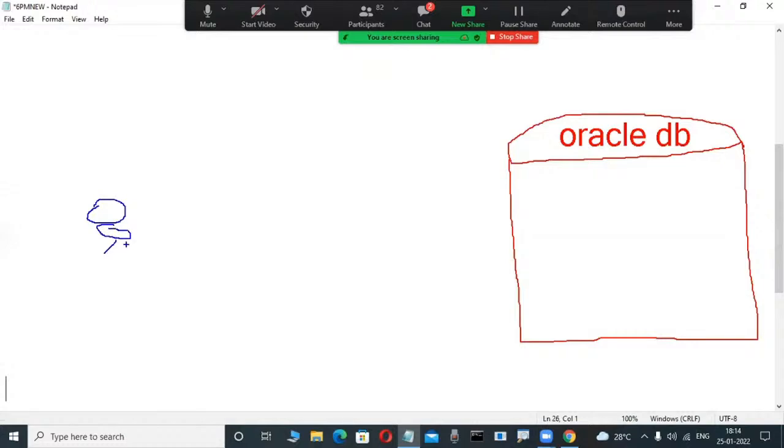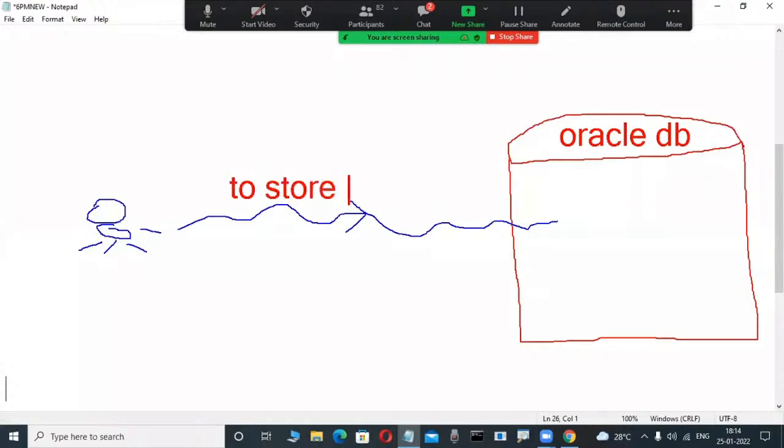You want to store some data permanently in the database. And not only storing data, we are also modifying this data in the database. We are performing some operations in the database. Otherwise, we are fetching the data from the database.